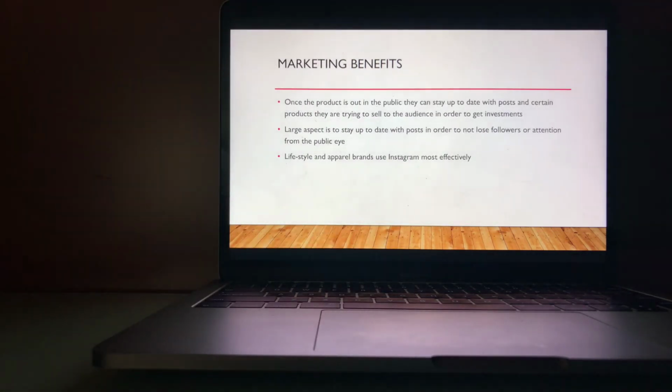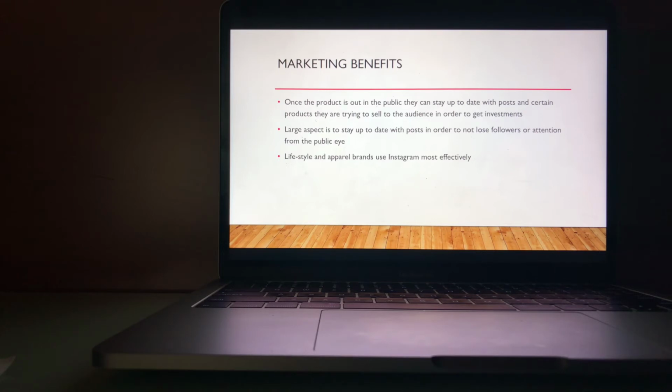So marketing benefits. How do owners make money? Which industries are using it most, and what companies use it most effectively for what purpose. So once a product is out in the public, they can stay up to date with posts and certain products they are trying to sell to the audience in order to gain investments.